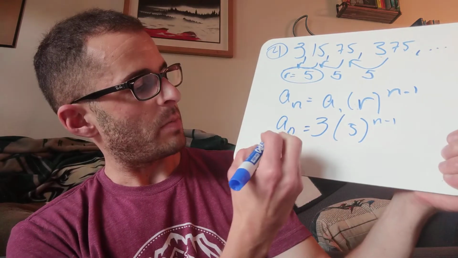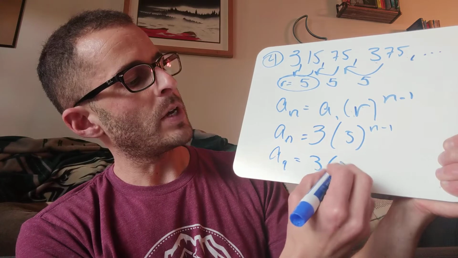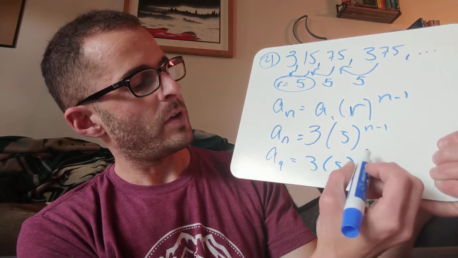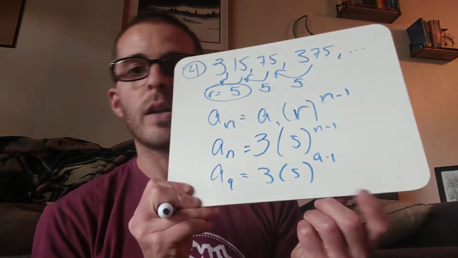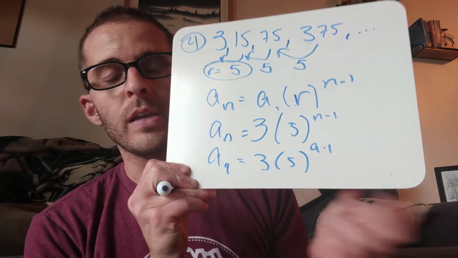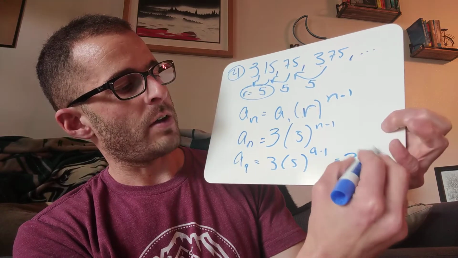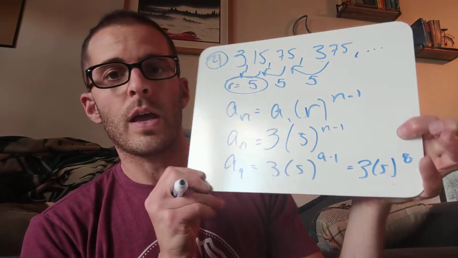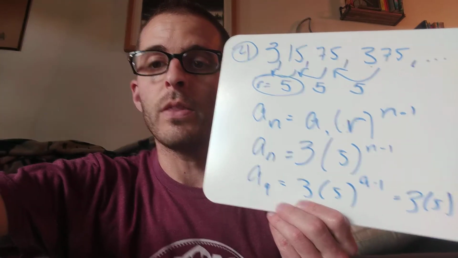Now to find A sub 9, I'm going to substitute in 9. That's equal to 3 times 5 to the 9 minus 1 power. Well, 9 minus 1 is 8. So what I'm really doing is 3 times 5 to the 8th power. I'm going to pause it right there while you do the math and come back and you can check your work with me.